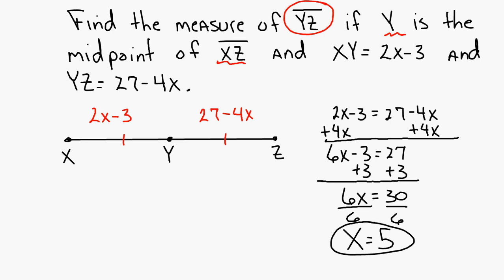Now, you're not done though, are you? You need Y to Z. So you do 27 minus 4 times 5. That's 27 minus 20, right? What's 27 minus 20? 7. So Y to Z is 7. How far is it from X to Y? 7. It is. How far is it from X to Z? 14. Okay?